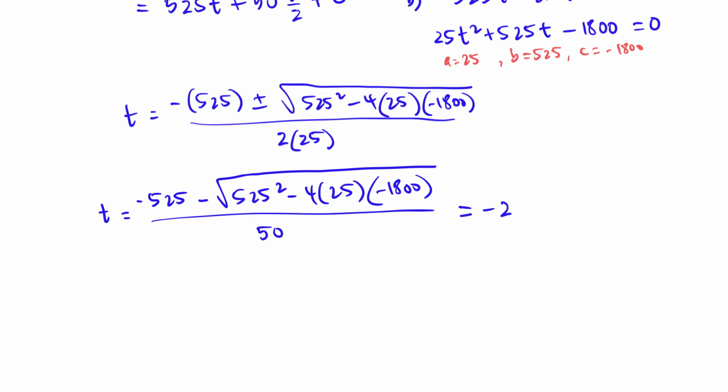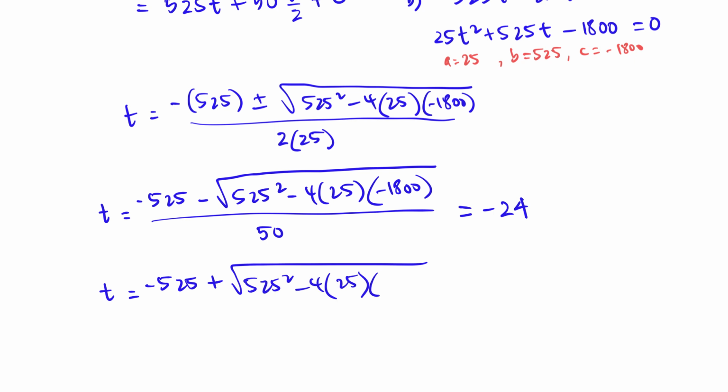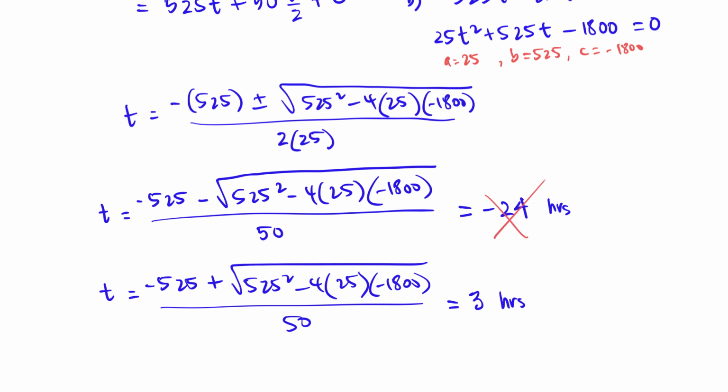We will get negative 24. The second one is t equals negative 525 plus the square root of 525 squared minus 4 times 25 times negative 1800, divided by 50. And we'll get 3. This is how many hours after takeoff. And so we would reject negative 24 hours, and we conclude that it will take about 3 hours for the 1800-mile trip.